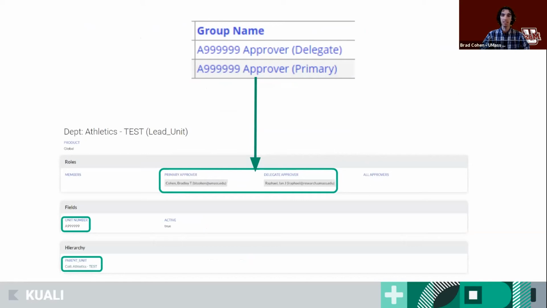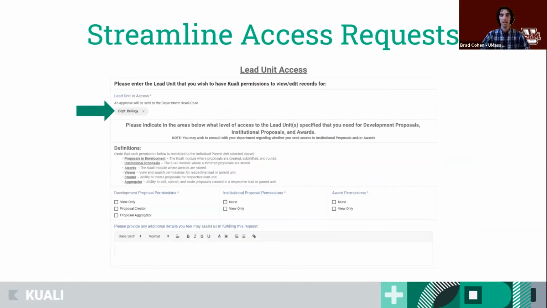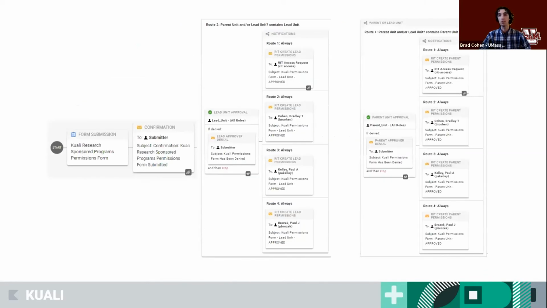So we took the primary and delegate approvers from the existing groups in proposal development and migrated them into the Build groups hierarchy that we use on our forms. And this is also updated on a daily basis. So any approver changes that we make in Kuali Research automatically flow into Kuali Build. And so that streamlined the workflow of something like an access request form. All you have to do is enter the unit you want access to on the form, along with the type of access you need. And the form already knows who should receive the approval based on what unit you selected.